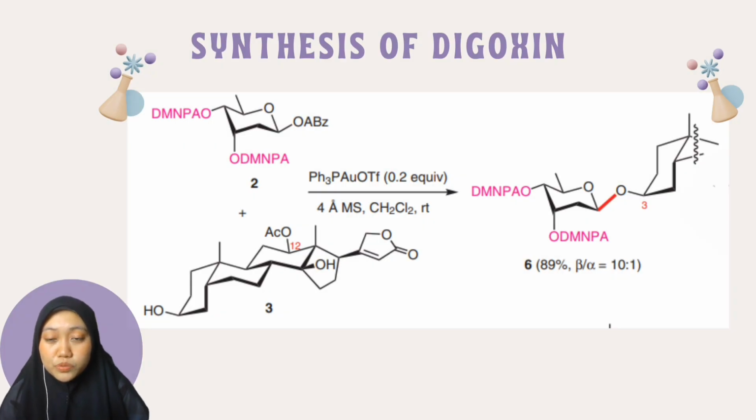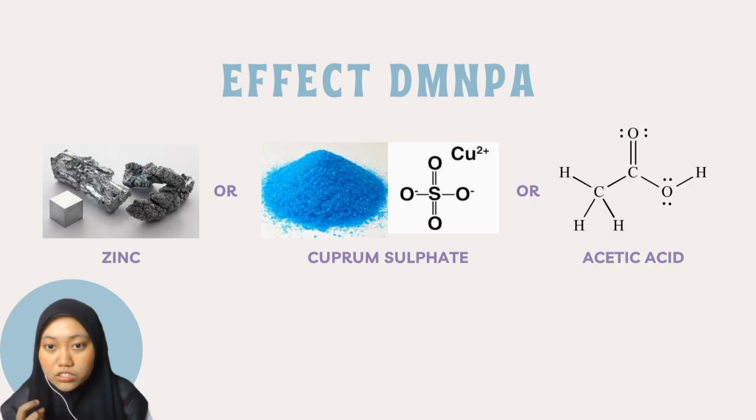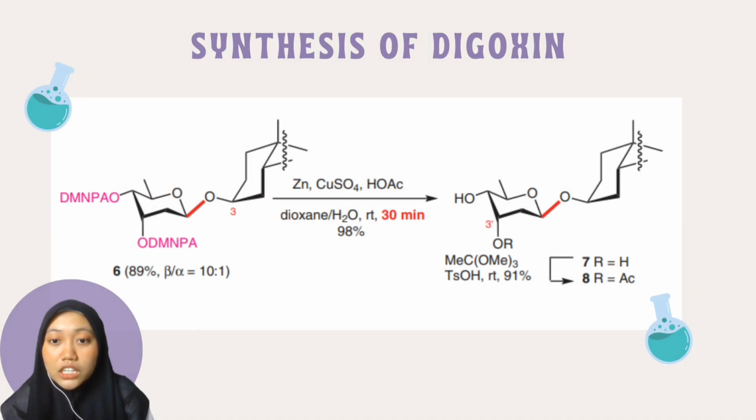Next, donor 2 was prepared, and a linear technique was to be used to include the trisaccharide sugar chain. Fortunately, under the influence of the catalyst Ph3PAuOTf, donor 2 and digoxigenin, which is compound 3, produced the monosaccharide glycoside, compound 6. Compound 6 is an alpha-beta mixture with the beta isomer as the main product. After that, zinc or copper sulfate or acetic acid cleaved the two DMNPA groups in compound 6 to produce compound 7 in just 30 minutes, without affecting the butenolide moiety of the glycan or acetoxy groups.